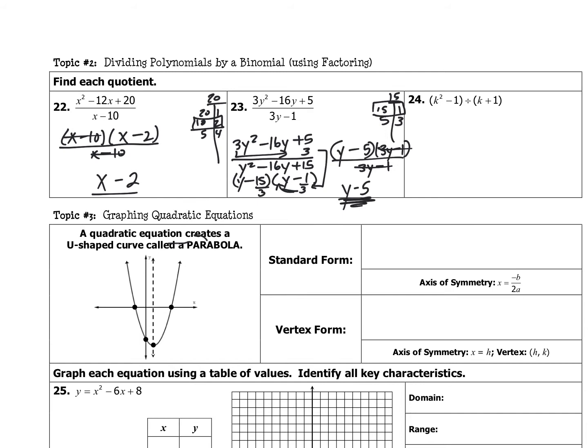All right, 24. k squared minus 1 divided by k plus 1. So that looks like this. I noticed really quick that the numerator doesn't have a b term, doesn't have a single x. So I'm thinking difference of squares, DOS. I can rewrite this as k plus 1 times k minus 1, because the square root of k squared is k, the square root of 1 is 1, divided by k plus 1. So the k plus 1 binomials cancel out, and what I'm left with is k minus 1.